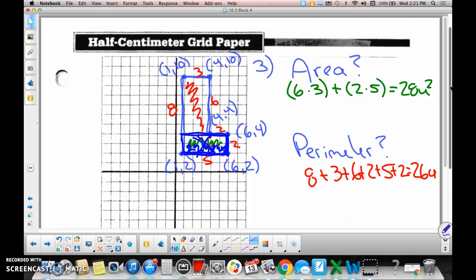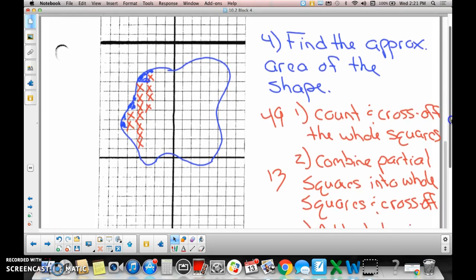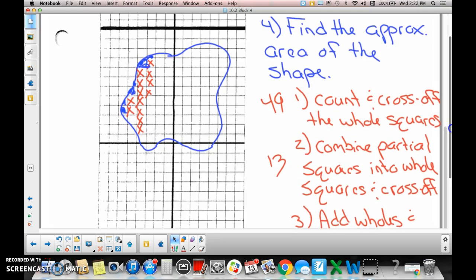Calculate the area of this guy right here. Calculate the area of this guy right there. Add them together, good to go. And then the trickiest of all would be this guy right here. We gave you some steps to find the approximate area of a weird shape. Looks like a lake, doesn't it?